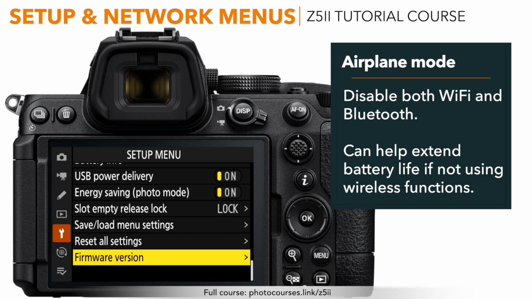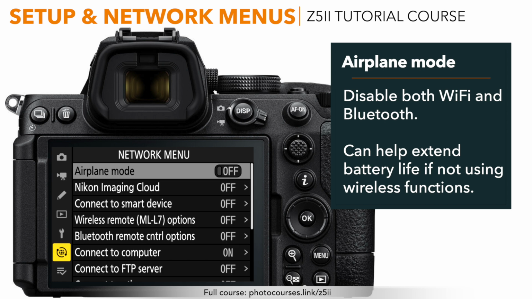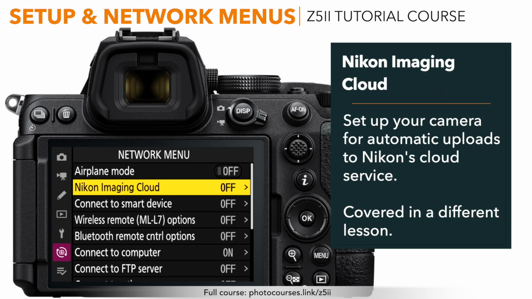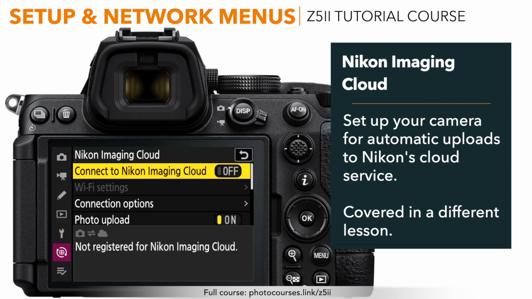We're now going to hop down and take a quick look at the network menu. That's the little globe icon with the lines around it. Enabling airplane mode will disable the camera's Wi-Fi and Bluetooth, and that can help extend your battery life if you don't want to use the wireless features. Nikon Imaging Cloud is where you'll set up your camera for automatic uploads to Nikon's cloud service, and we covered that in a different lesson.